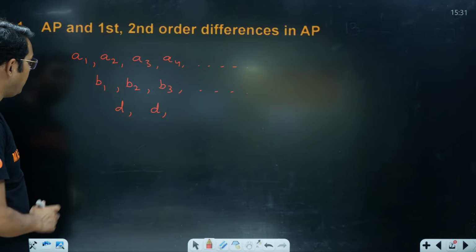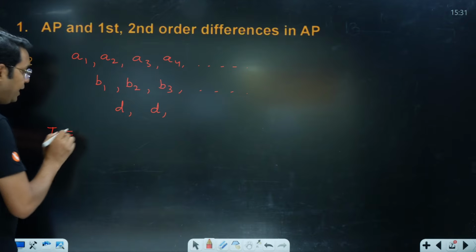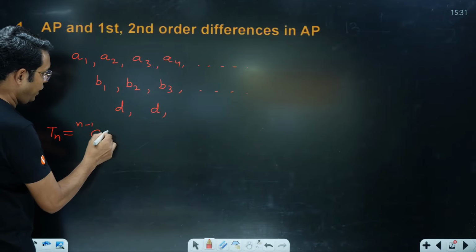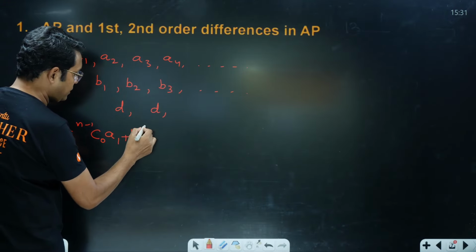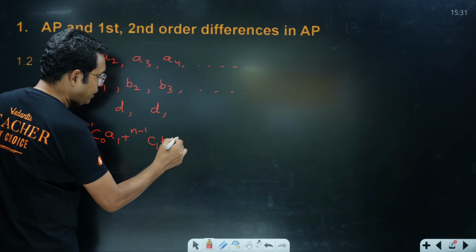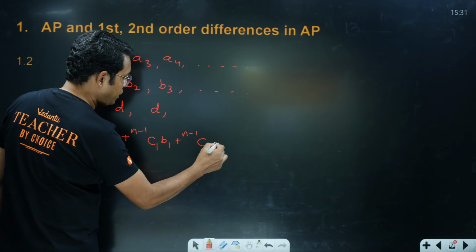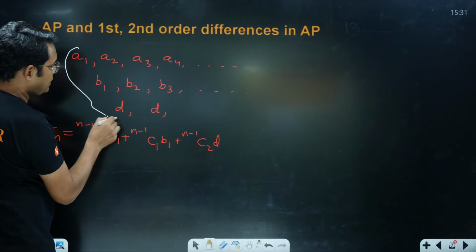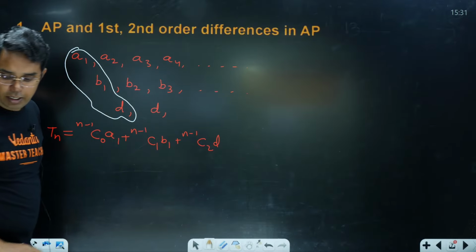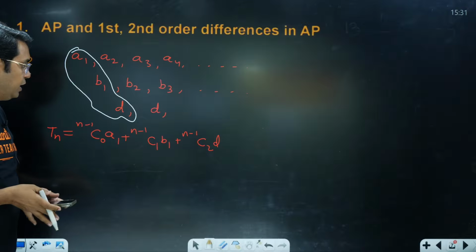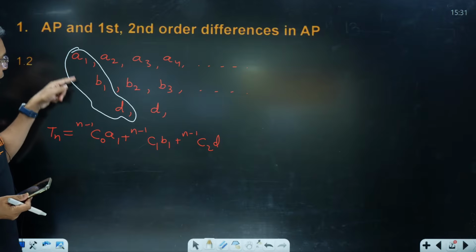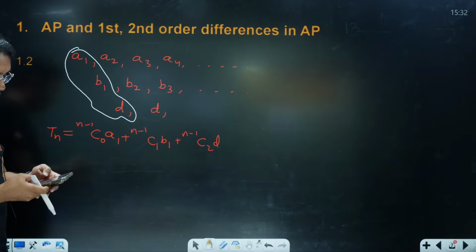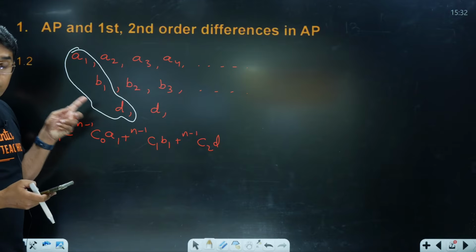Now the same method, children. If we want to know Tn, it will be (n-1)C0 A1 plus (n-1)C1 into B1 plus (n-1)C2 into D. I hope you understand what I have done. I have taken the first terms of these three series which I have obtained by taking differences. So (n-1)C0, (n-1)C1, (n-1)C2 into D, and this is how we got the nth term.